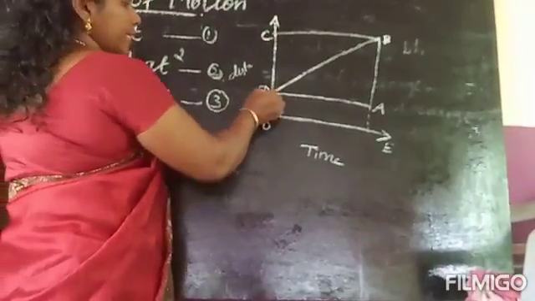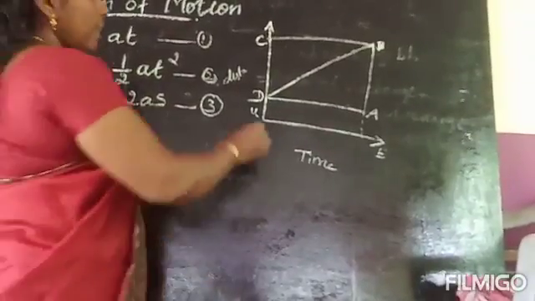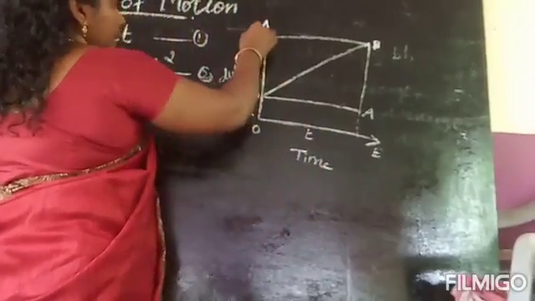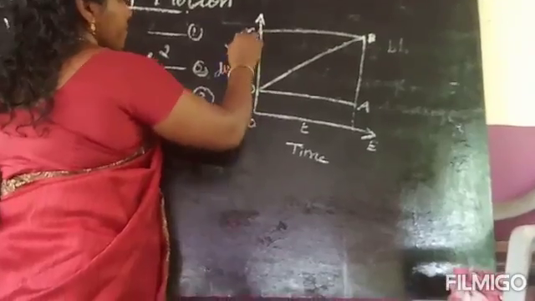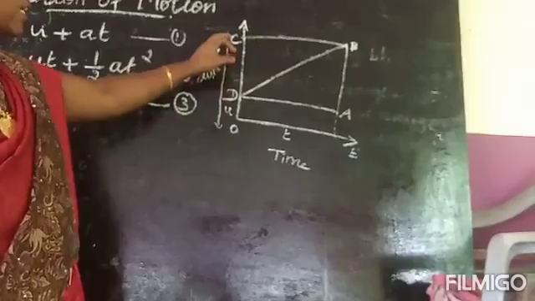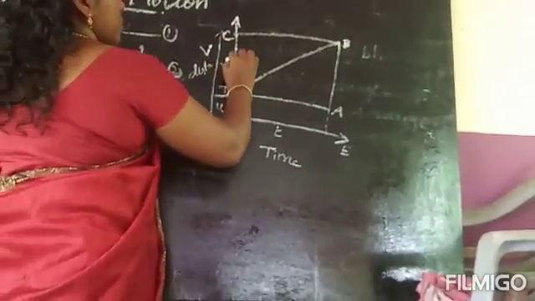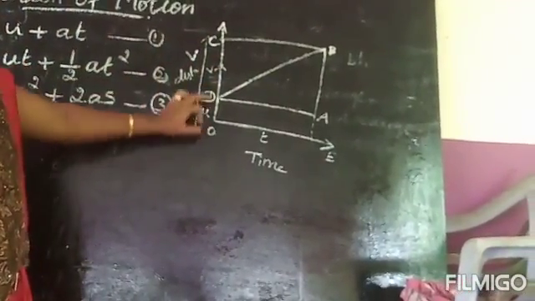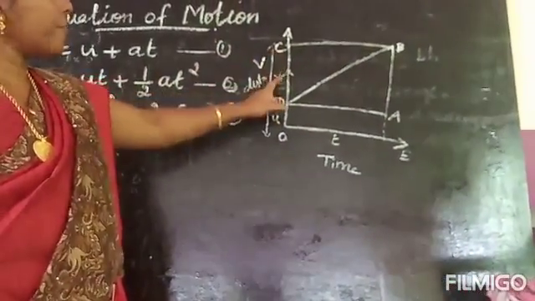Now see, OD, the value of OD is U. U means initial velocity. The value of OE means T, time. Then OC, what is the value of OC? OC is V. V means final velocity. OD is U, OC is V. What is the value of DC? V minus U. The value of DC is V minus U.